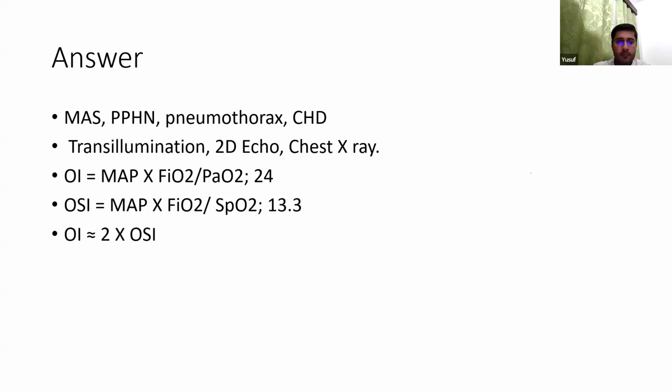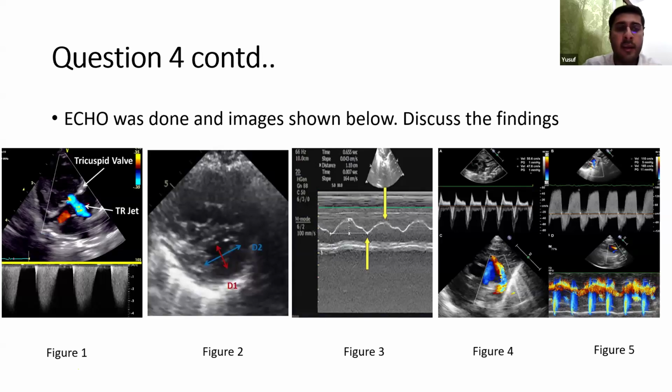Okay, so now we went ahead and did an echo, as we were discussing previously. These are the images which are being shown. Can all of you tell what these five images are actually signifying? Please write your response: first, second, third, fourth, and fifth image. Okay, first is TR jet, second is eccentricity index, third is TAPSE. What about the fourth?